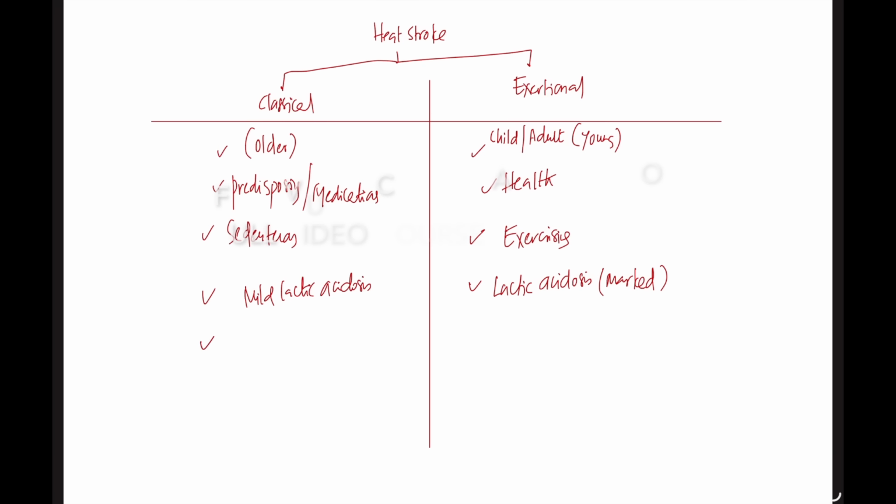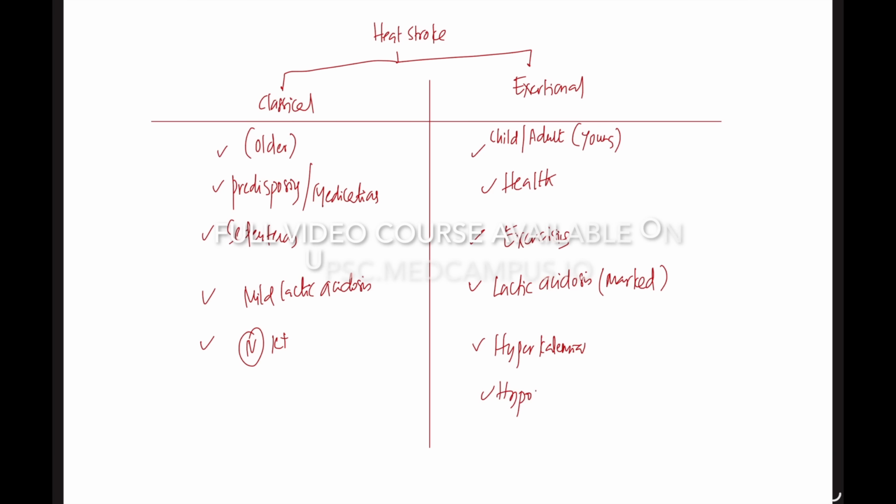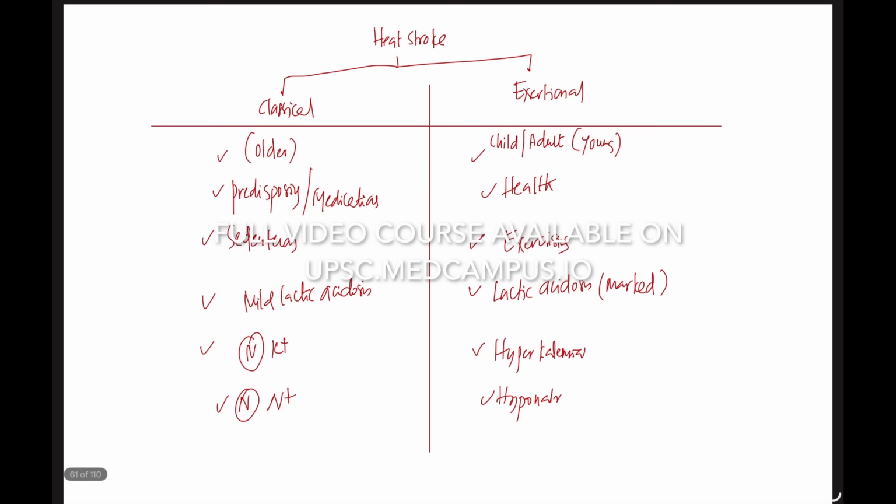Apart from that, when you check potassium levels, here you will see hypokalemia. Here you will see normal levels of potassium, or normokalemia. Similarly, you will see hyponatremia here, and normal sodium levels here. So these are the classical differences between classic heat stroke versus exertional heat stroke.